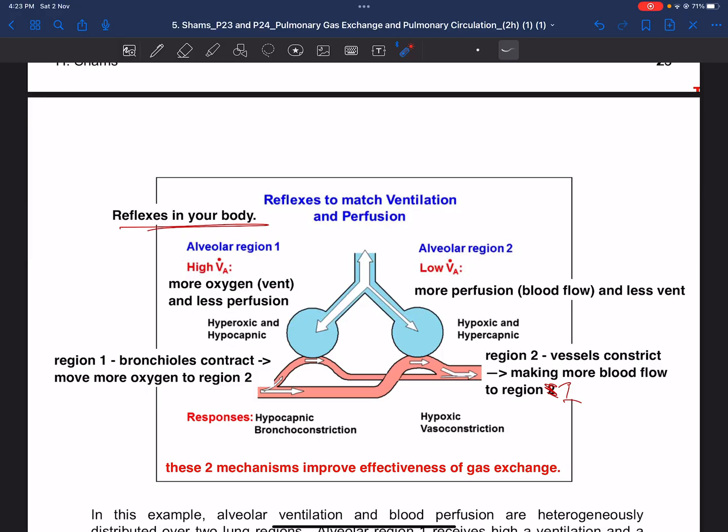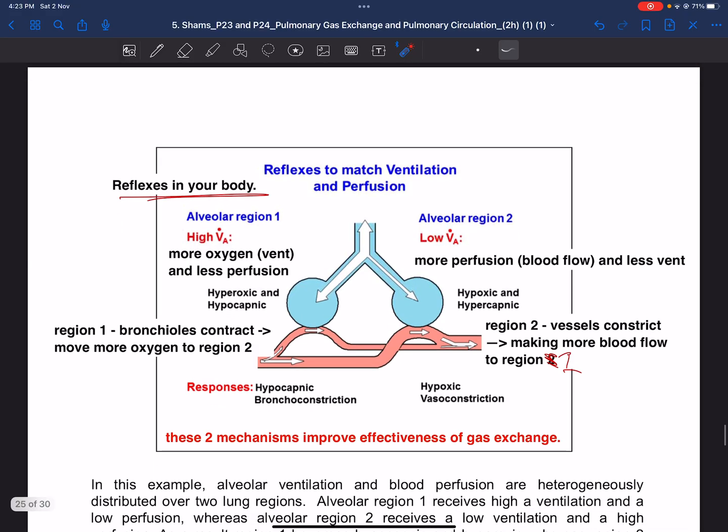What your body does is that it causes bronchoconstriction in region 1. So the area around it constricts, causing more oxygen to move over here. In this area, this area bronchoconstricts, and region 2 vasoconstricts because it wants more blood to come over here. So this area wants more oxygen to come to region 2, and region 2 wants more blood to go to region 1.